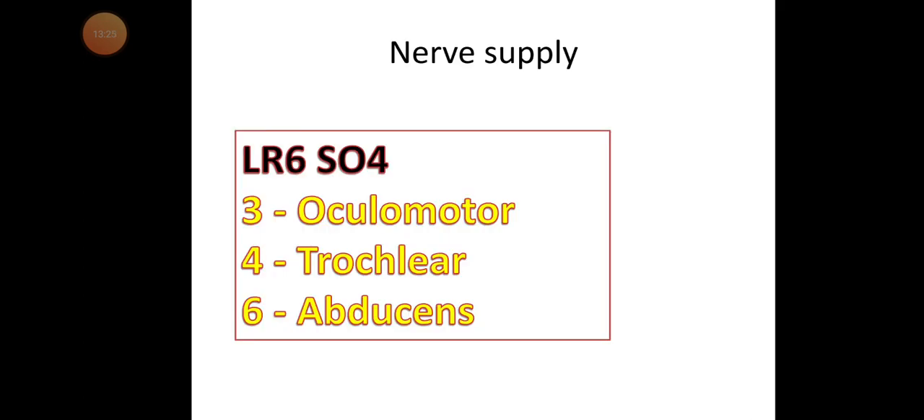So come to the point: nerve supply to these muscles. The formula is easy to remember: LR6, SO4, and all the remaining are supplied by the third cranial nerve. LR6 means lateral rectus is supplied by the 6th cranial nerve, superior oblique is supplied by the 4th cranial nerve, and all remaining muscles are supplied by the third cranial nerve.